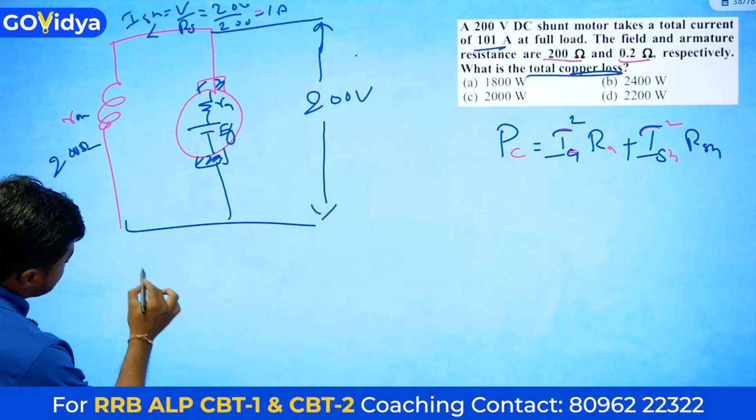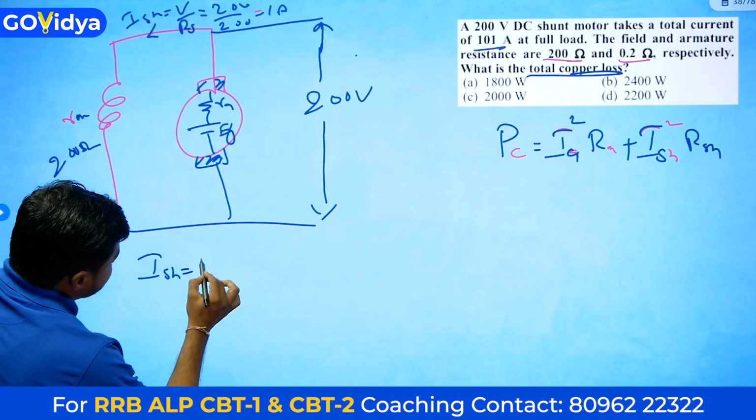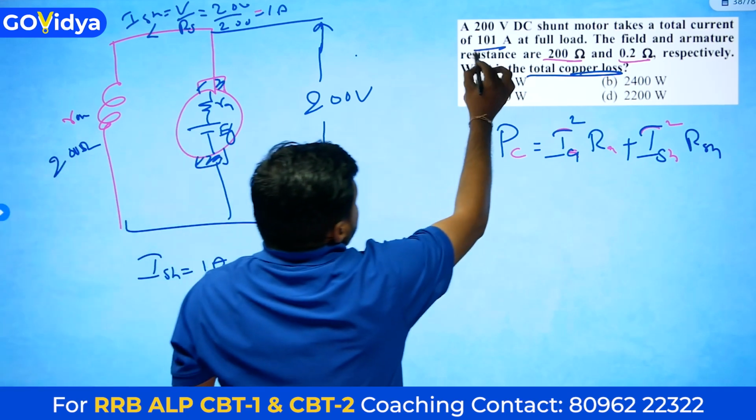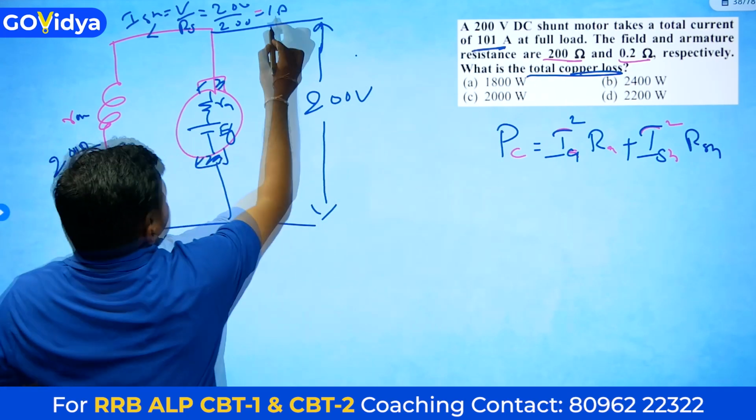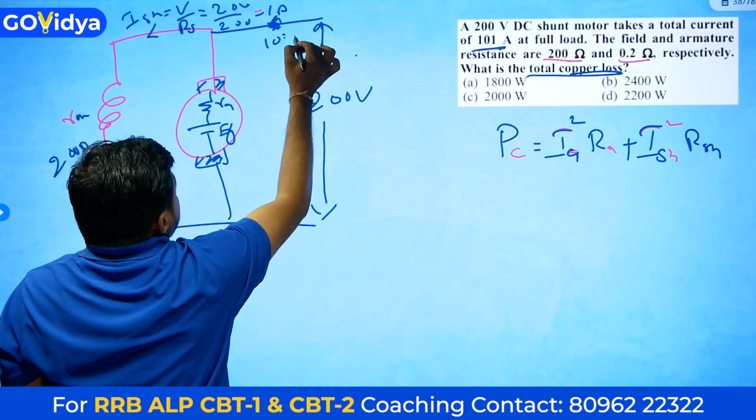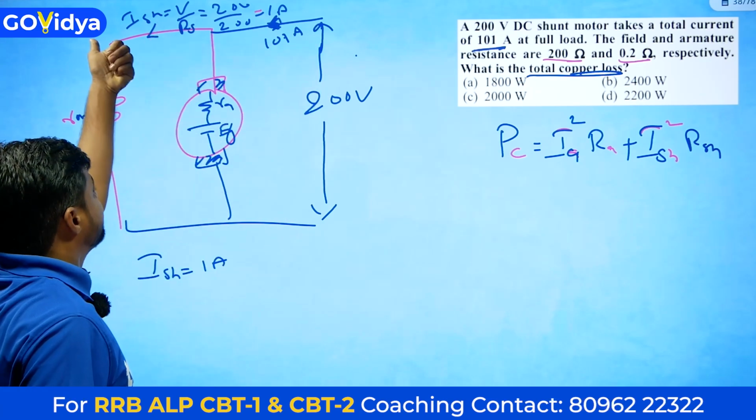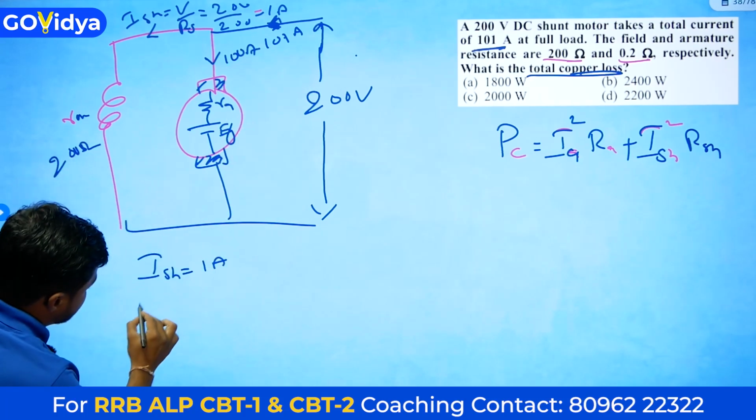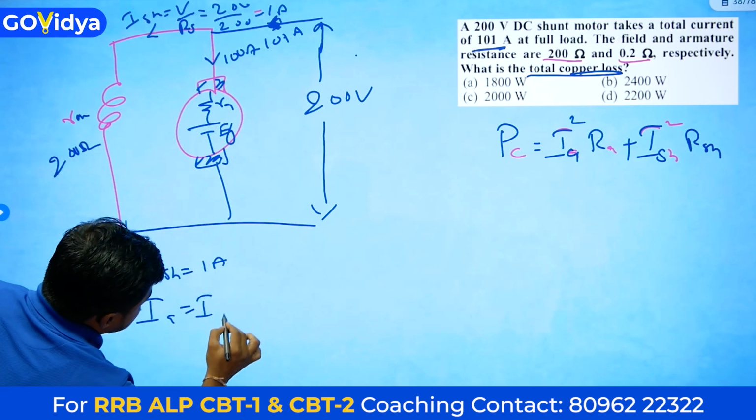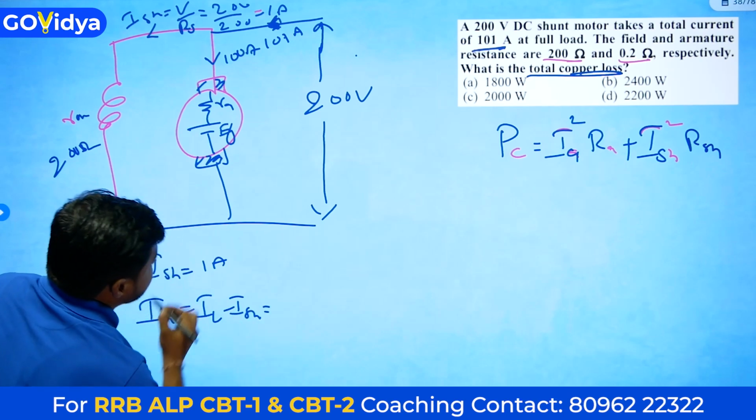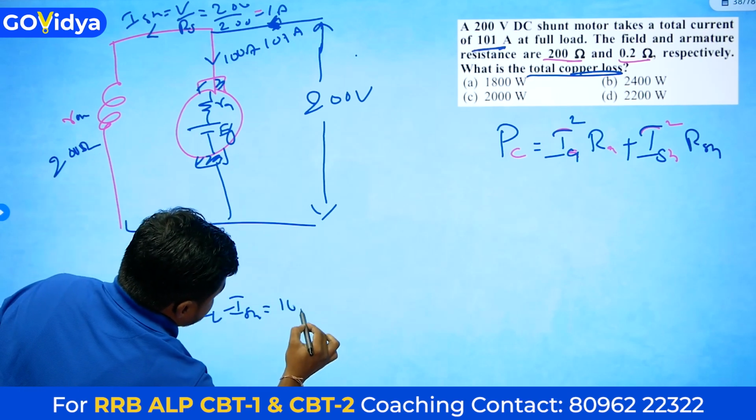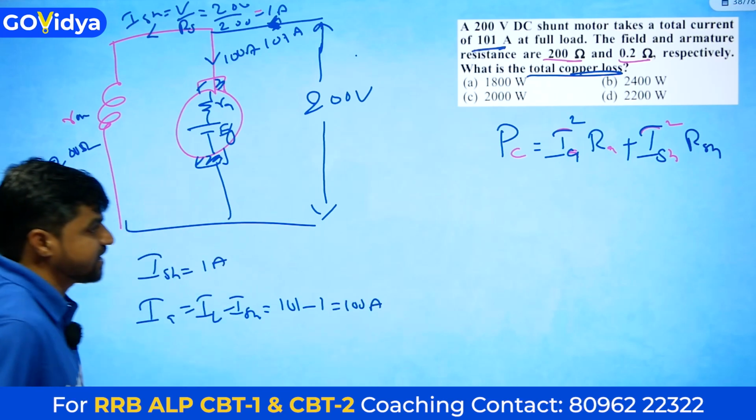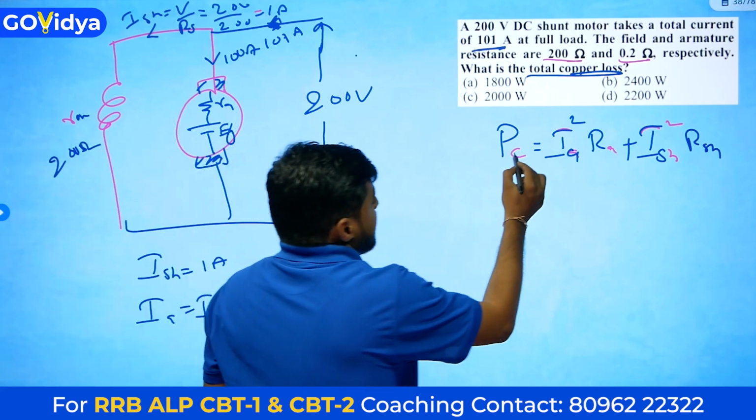ISH is equal to 1 ampere. Now armature current. Here total current is 101 amperes. From 101 amperes, 1 ampere is going to the field, so armature current is 100 amperes. Armature current IA is equal to IL minus ISH. IL line current is 101 amperes minus ISH 1 ampere is equal to 100 amperes, the armature current.